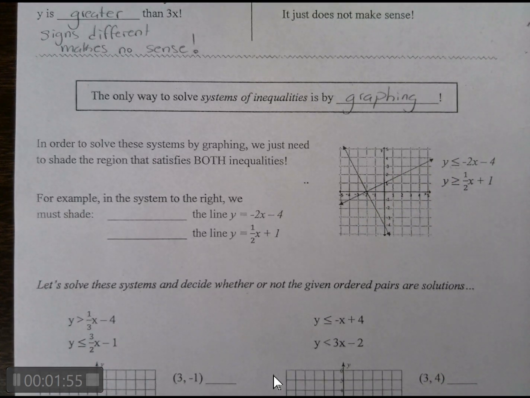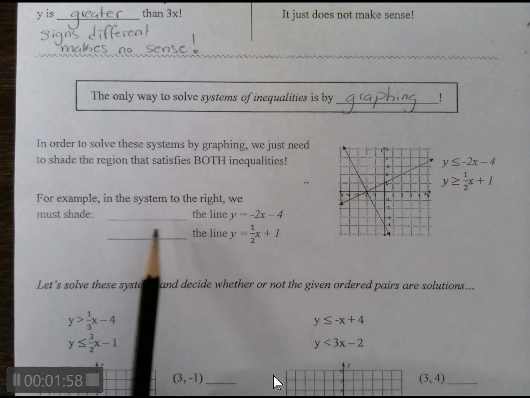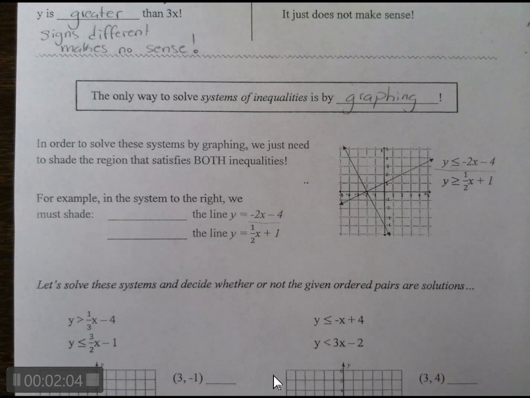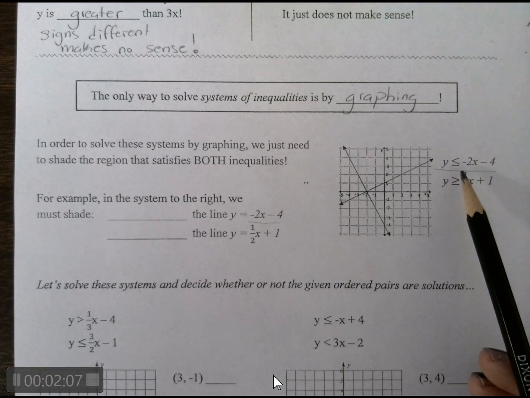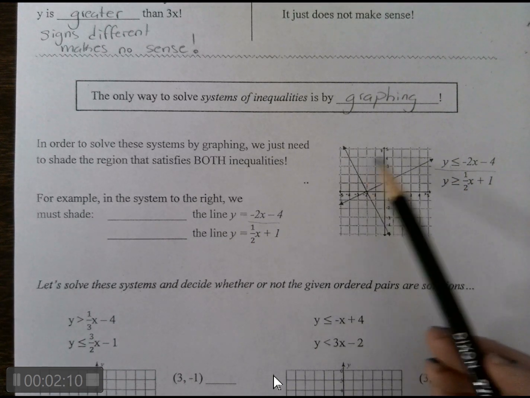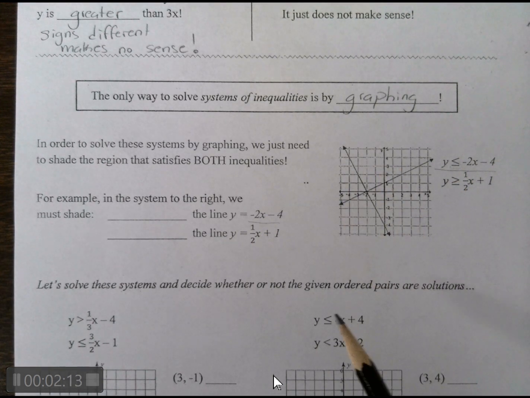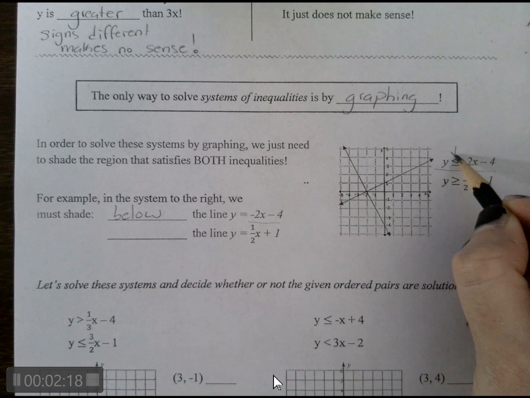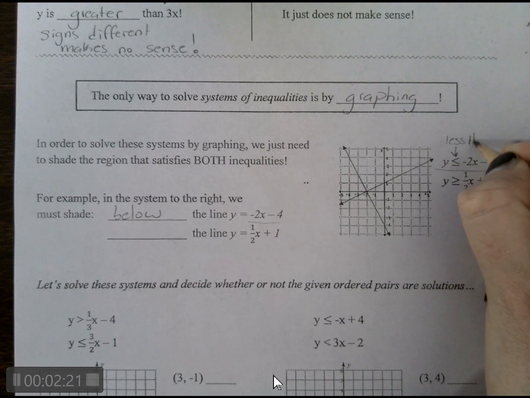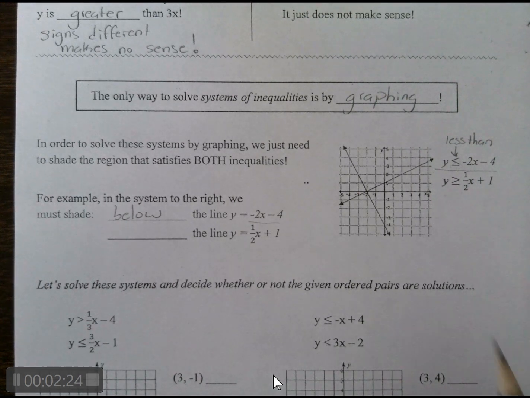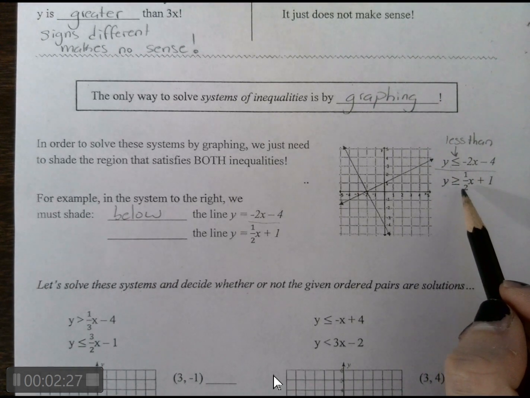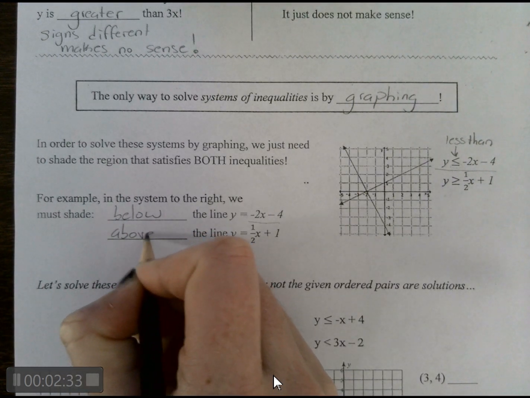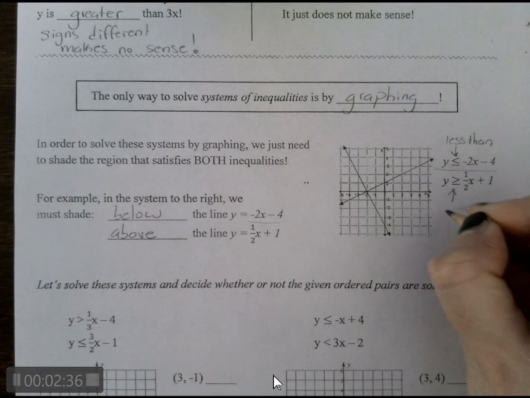Okay, so now for shading. Just take it line by line. So let's look at negative 2x minus 4. Because y is less than, where are we going to shade? Above or below this line? We're going to shade below the line because y was less than. And then for our line, y is greater than or equal to, we are going to shade above because this is greater than.